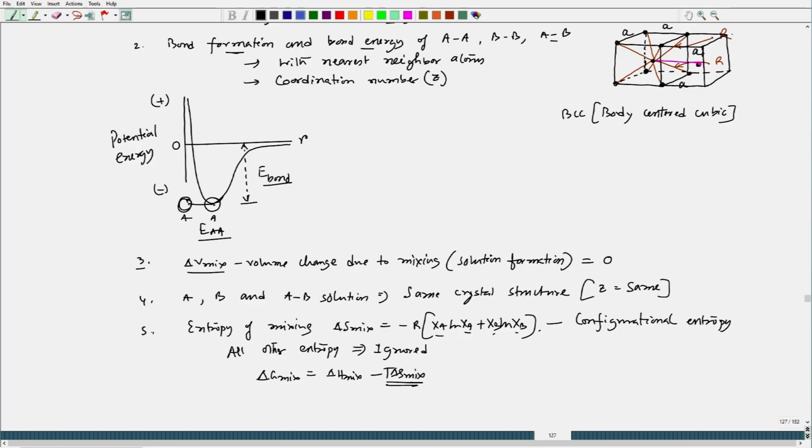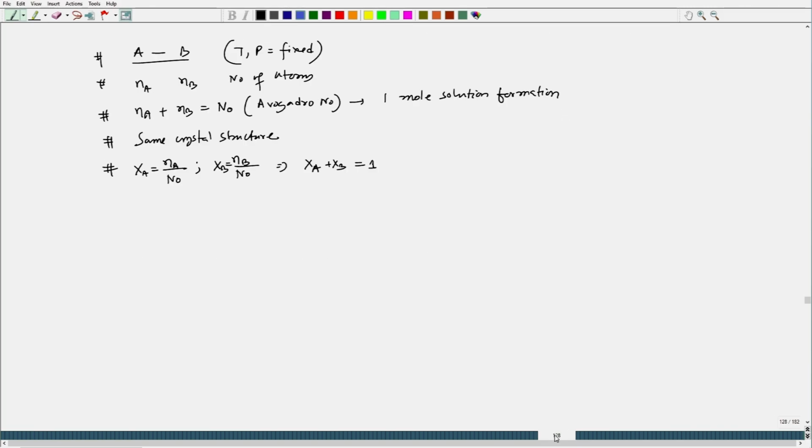All other entropy, let us say we can have vibrational entropy and so on, those are all ignored, and only configuration entropy is considered. So, now we can say that, once we have this, then we can also find out what is G2. G2 for the solution equals G1, which is unmixed, plus delta G mix.